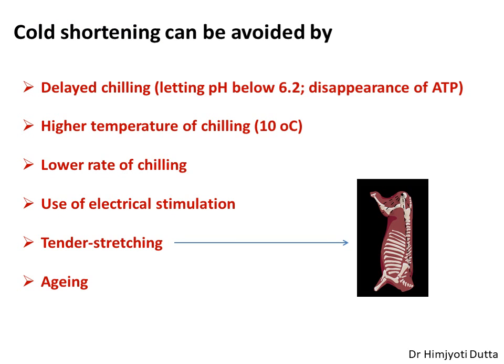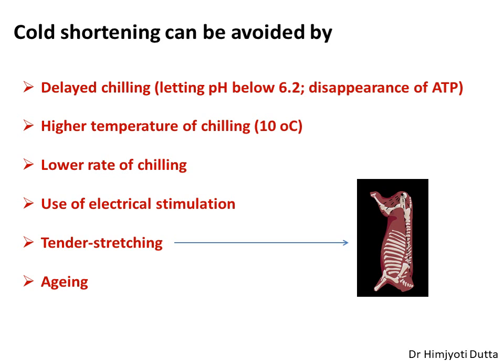The problem of cold shortening can be avoided by certain precautions. The first is delayed chilling, that is, letting the carcass use up all the available ATP and letting the pH go down to below the limiting level of 6.2. The chilling temperature may be kept higher, that is about 10 degrees Celsius. The cooling rate should be kept low, that is, slow cooling down.